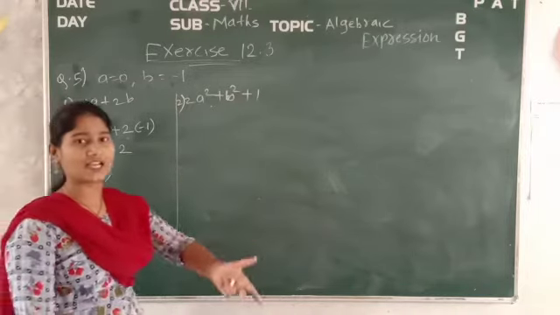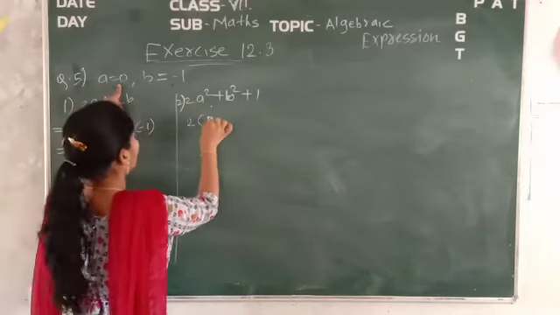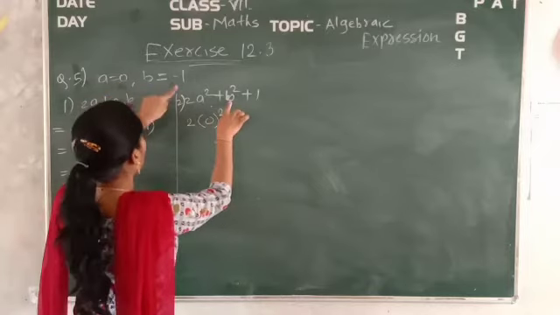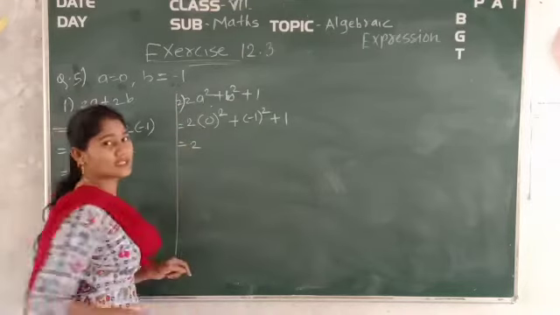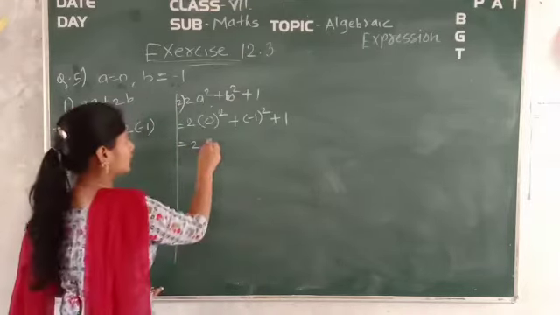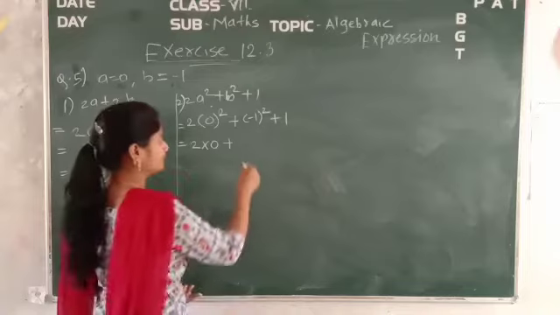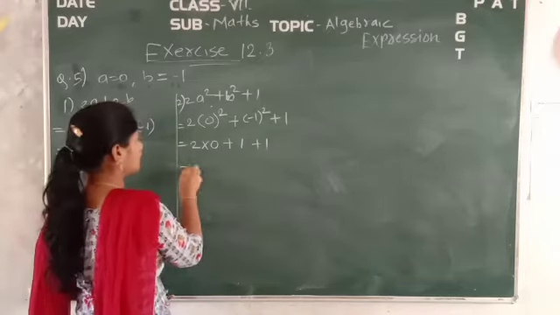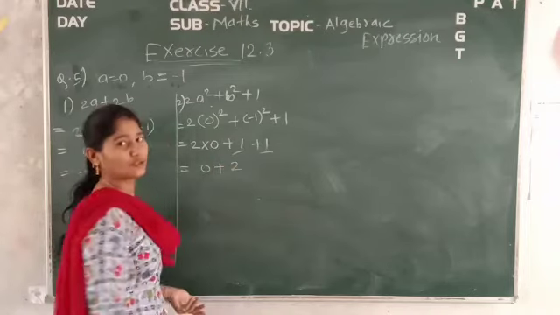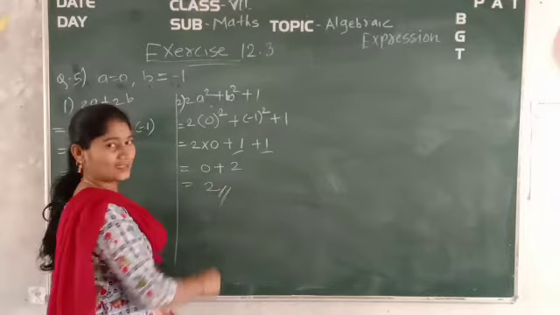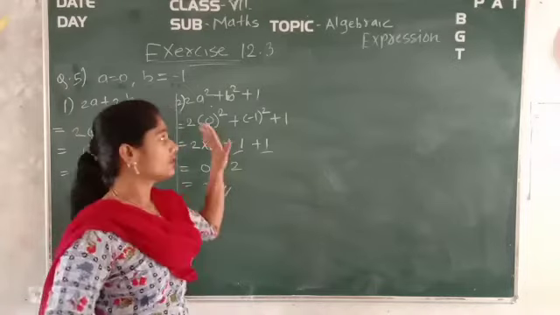What is the value of the second expression? If we put a is equal to 0 and b is equal to minus 1, let's calculate. 2 into what is the value of a? 0. 0 square plus what is the value of b? Minus 1, its square, plus 1, which is equal to 2 into what is the square of 0? It is 0 only. So 2 into 0 we will write down, plus what is the square of minus 1? Plus 1. Plus 1 will be as it is, which is equal to 2 zeros are again 0 only. Plus 1 plus 1, you can write 2 only, which is equal to 0 plus 2, it is nothing but 2. So in that way you can find thousands of examples related to this question.